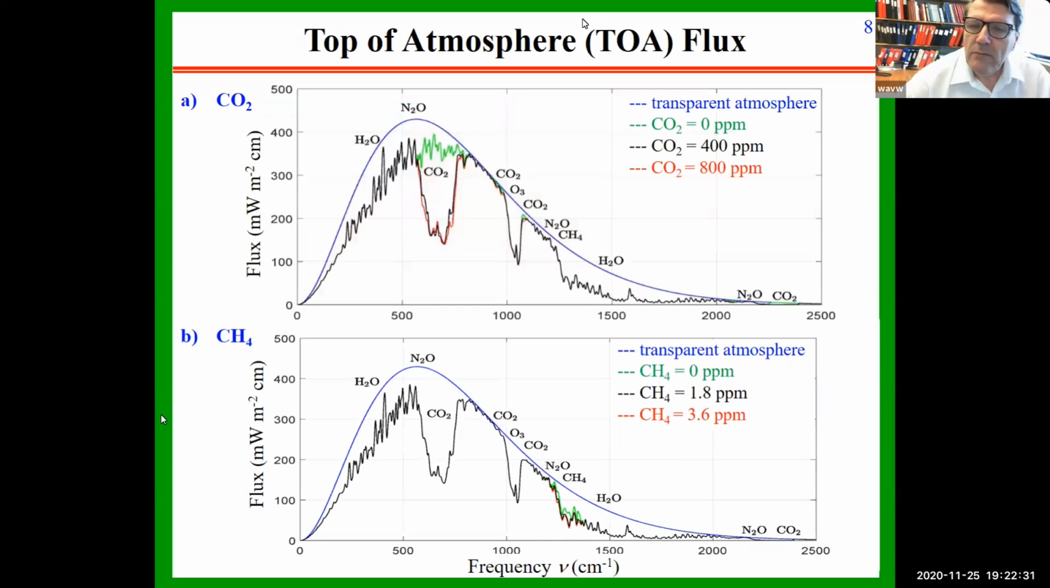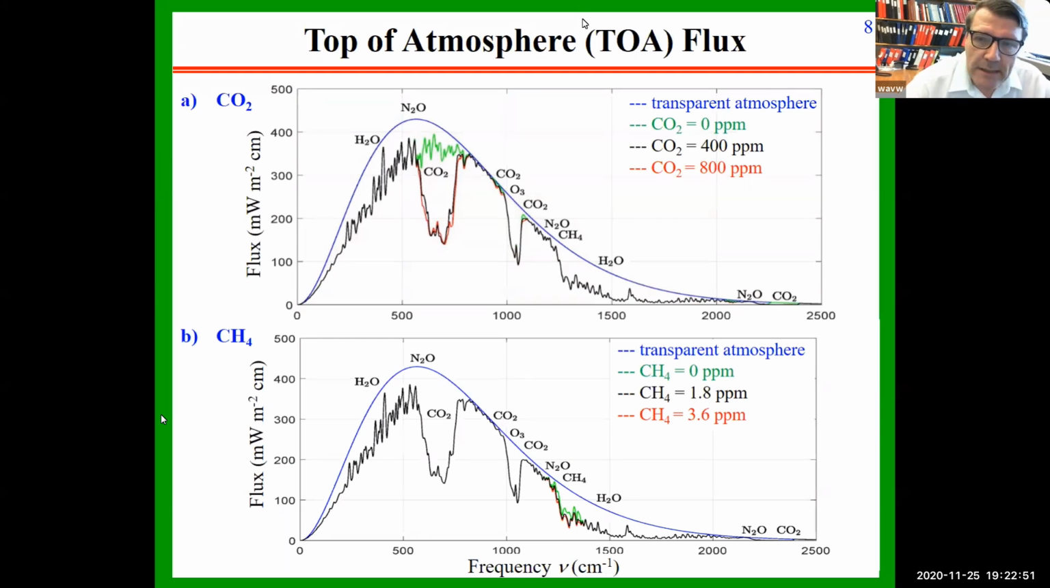Now we say, well, let's turn off the CO2. So we plug in CO2 of 0 parts per million. No CO2 in the atmosphere. Then instead of the black curve, you see the green curve. So again, you see that CO2 big dip at 650 wave numbers very well.